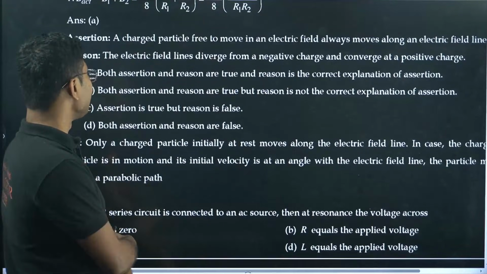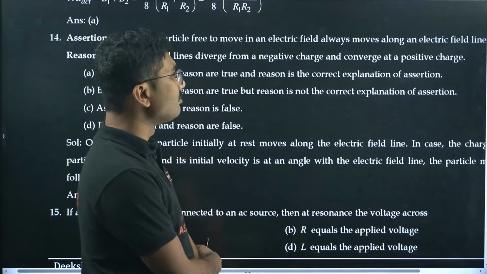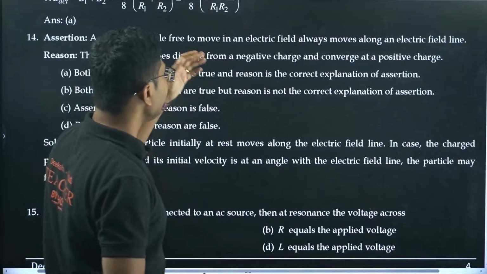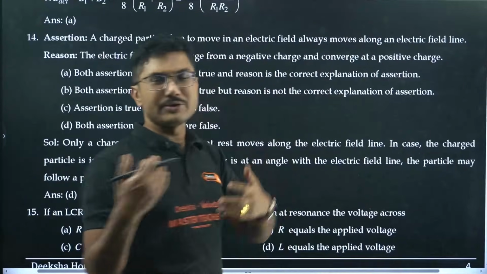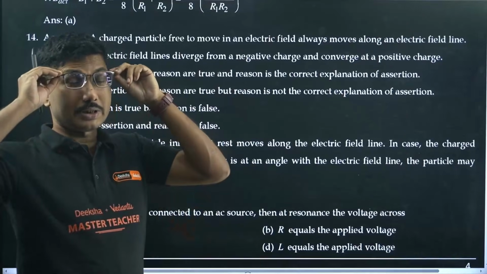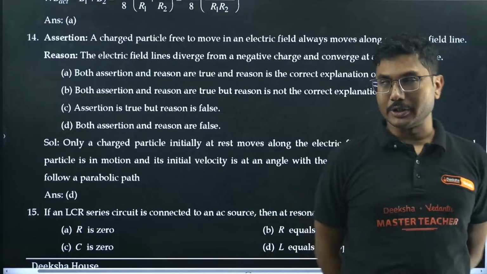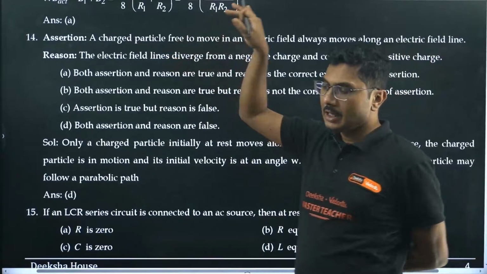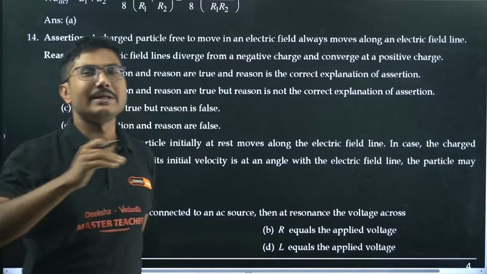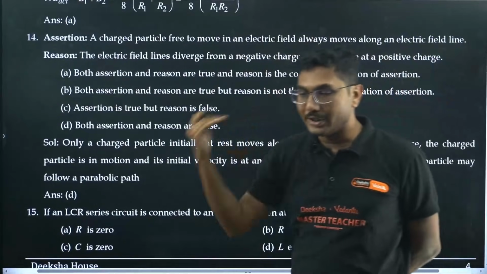Another assertion and reason based question: a charged particle free to move in an electric field always moves along the electric field line. First of all, a charged particle free to move in an electric field does not always move along the electric field line. It can move in the opposite direction also. Secondly, it is not mentioned whether the particle is static or not. Even if it is static, you might say that it is moving either in the direction or in the opposite direction.